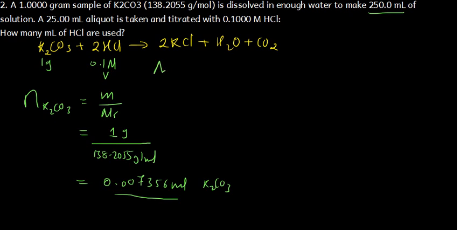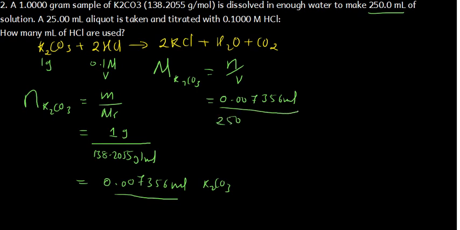So the concentration, which is also the molarity of potassium carbonate, is given by the number of moles over volume. The number of moles we've already found as 0.007356 moles over the volume. The volume has been given as 250 milliliters. To convert milliliters to liters, just multiply by 10 to the power negative 3, and then it is now in liters. So the molarity for this solution is going to be 0.028942 molar.